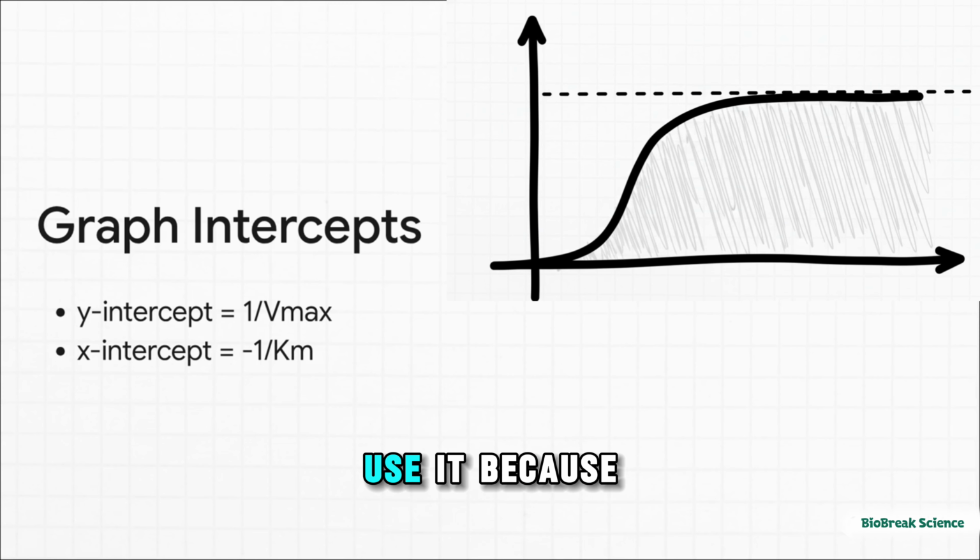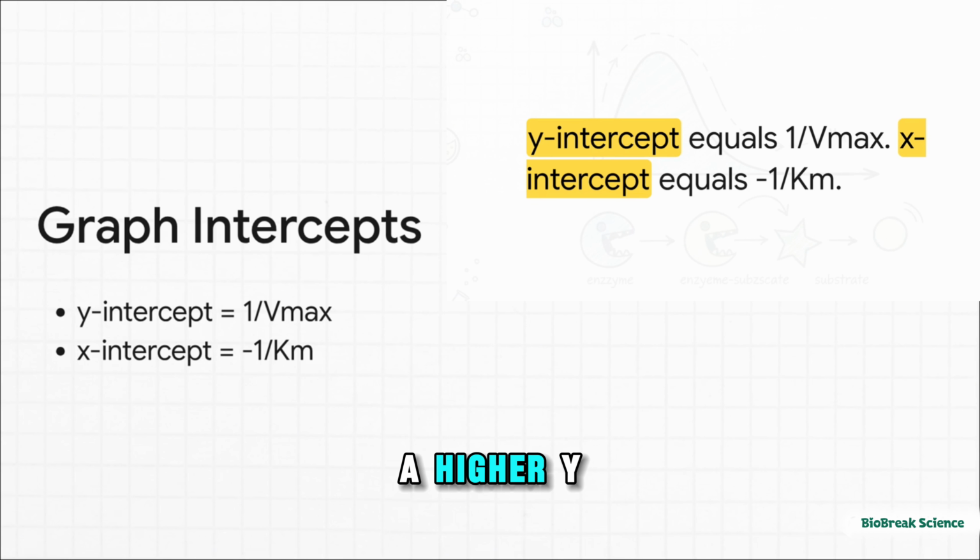Why do scientists use it? Because straight lines are just so much easier to read and mathematically extend. You really just need to look at the intercepts. I want you to mentally tattoo this strict rule on your brain right now for test day. The Y-intercept equals 1 over Vmax, and because it's an inverse fraction, a higher Y-intercept actually means a lower Vmax. Let me say that again. A higher point on the Y-axis means a lower maximum speed.